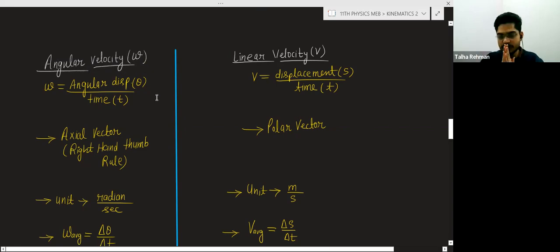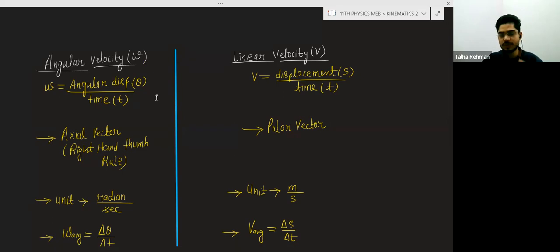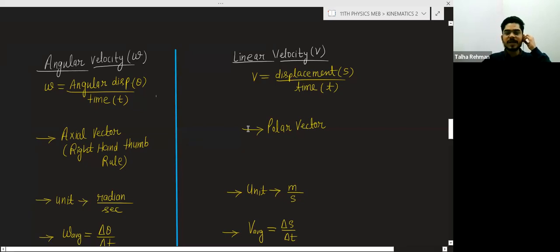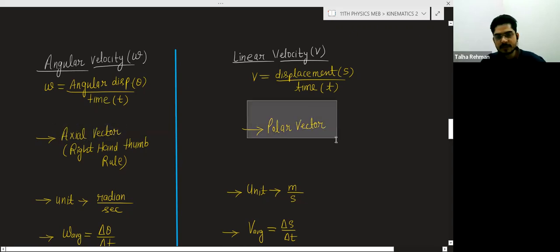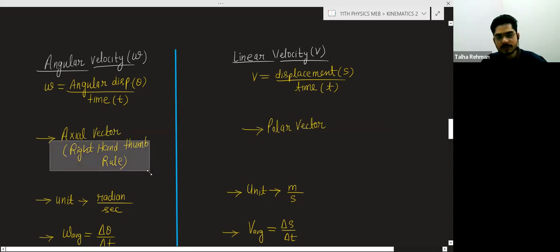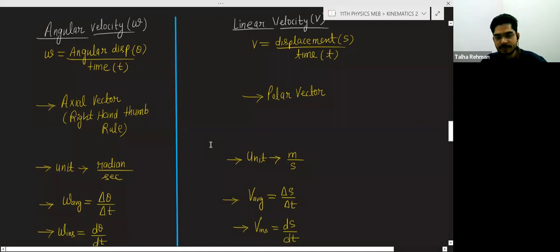So this is the angular velocity. Compare both motions, linear motion and circular motion. Now we are studying circular motion, where things will be different, and analogy will help you. Linear velocity is linear displacement divided by time. Angular velocity is angular displacement divided by time. Angular velocity is an axial vector, linear velocity is a polar vector, and the direction of angular velocity is given by the right hand thumb rule. The unit is radian per second, versus meter per second.